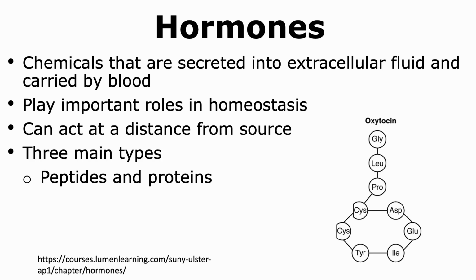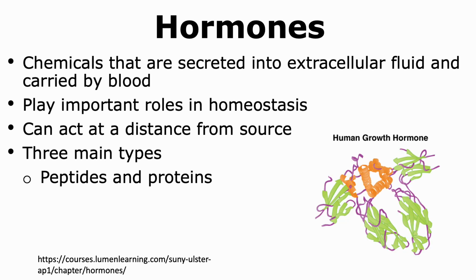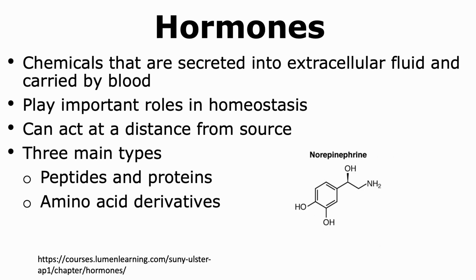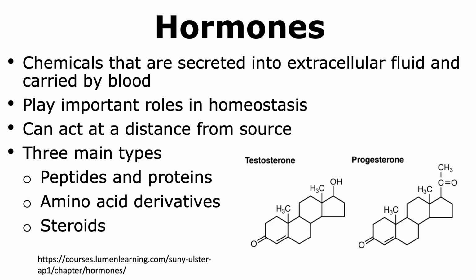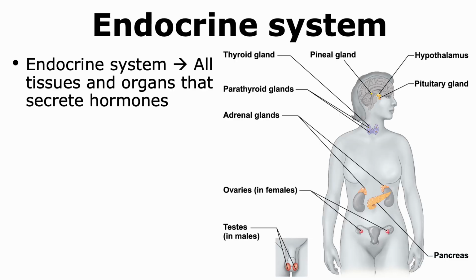These include peptides, which are short sequences of amino acids, or proteins, which are polypeptides, or different types of polypeptides that associate with one another. Hormones can also be amino acid derivatives, or they can be organic compounds like steroids.